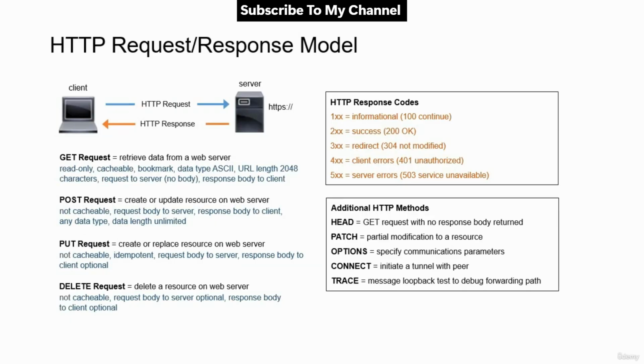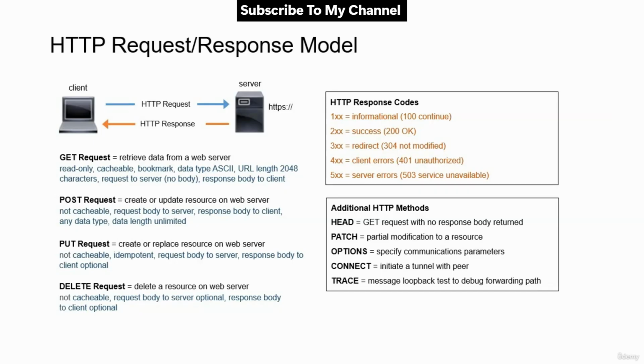So as mentioned, it's a request and response kind of basic transaction communication between client and server. You've got a GET request, and that really amounts to retrieving data from a web server. And it's read-only. It's cacheable. All requests are cacheable. The data type is ASCII, and that's just basic text, although that changes with version. The URL length is a maximum of 2,048 characters, and it's sending a request to the server, so no actual data. It really is just some headers. So it's pretty lightweight. Like I said, there's no data. So that's basically kind of an overview of a GET request.